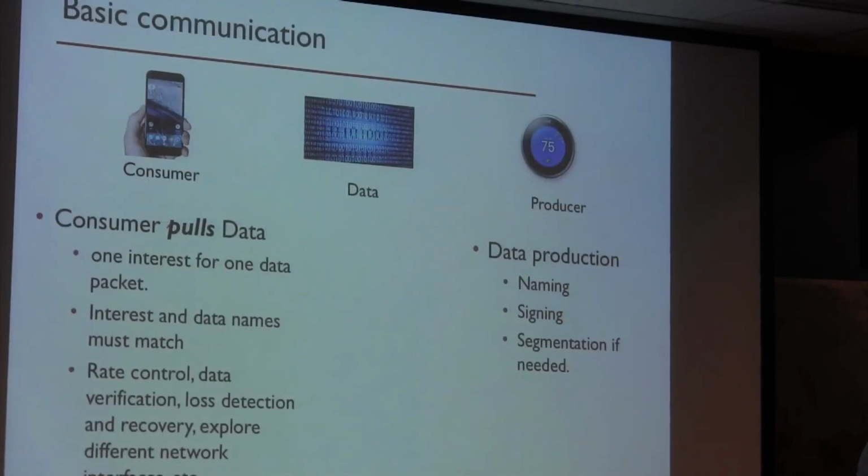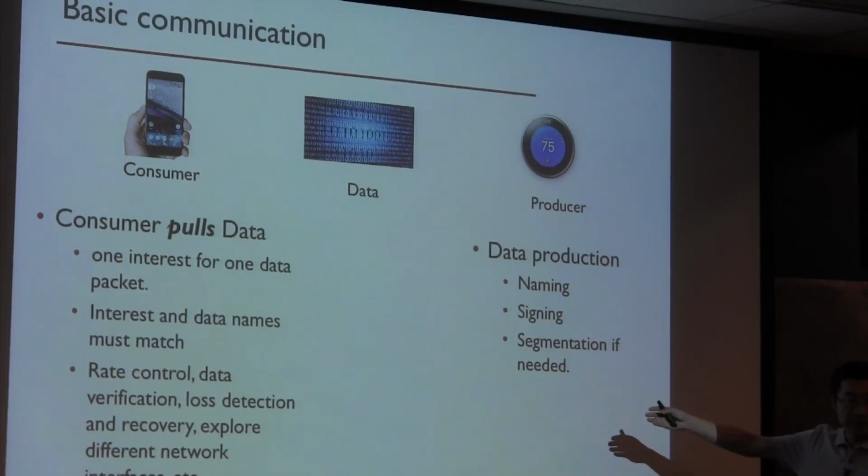Now, how does the interest retrieve the data? I put the example here. You have a thermostat which measures temperature and also controls your room temperature setting. You want to get that information on your phone, and there's a data. Okay. If this was IP, I would draw the picture differently.